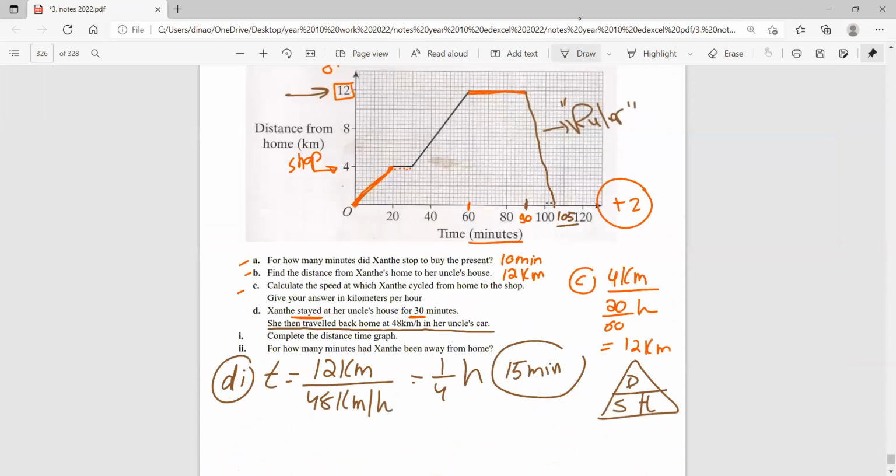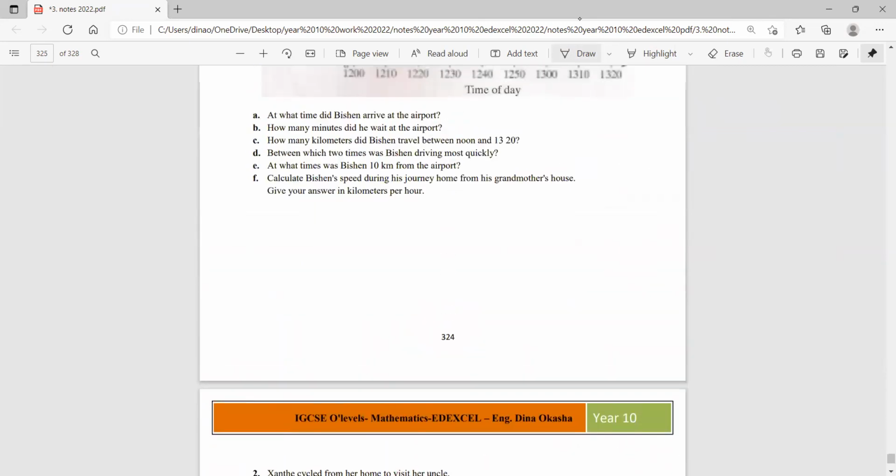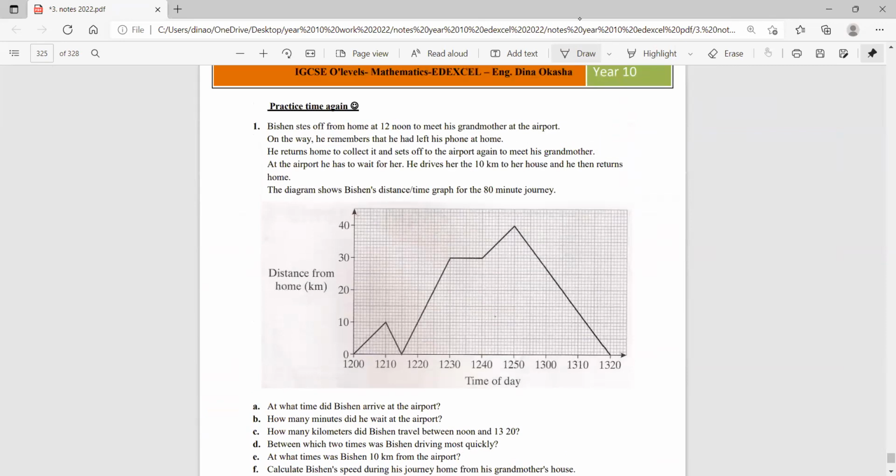Then the last question here says, for how many minutes was she away from home? She left at minute 0. She went back home at minute 105. So she was away for 105 minutes. And this is Xanthi's story. The last story of our curriculum is Bishan.